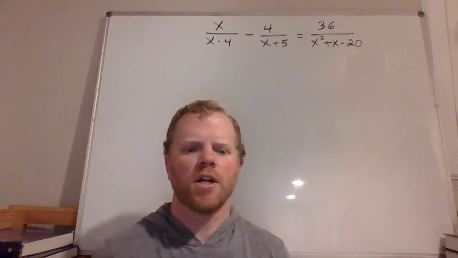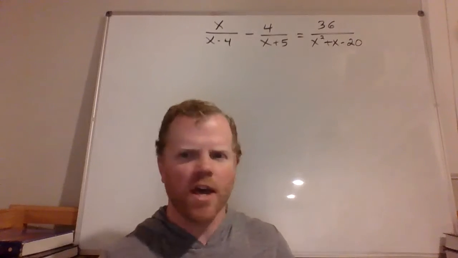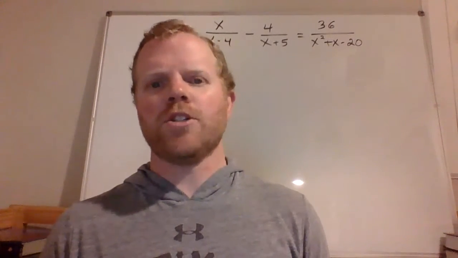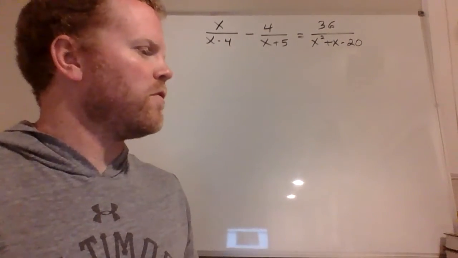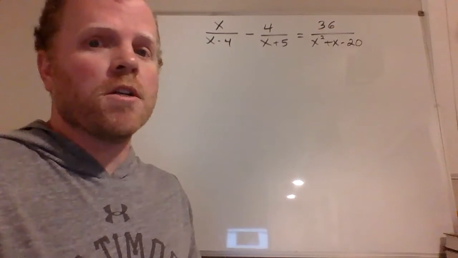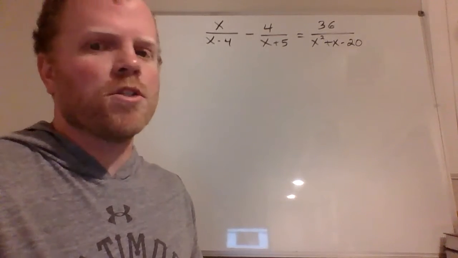Okay, newest Algebra 2 video meant to help you with problems 7 through 10 on the progress check review. We're going to solve some rational equations. So the one I made up that's sort of different from the ones on your review is x over x minus 4 over x plus 5 equals 36 over x squared plus x minus 20.